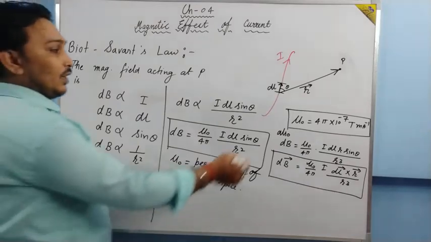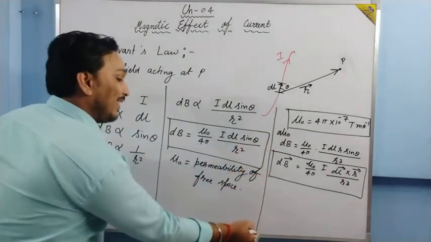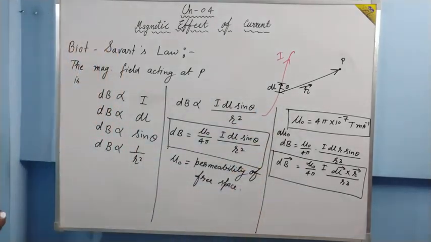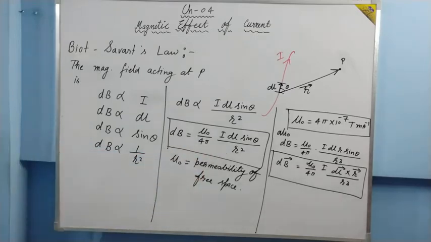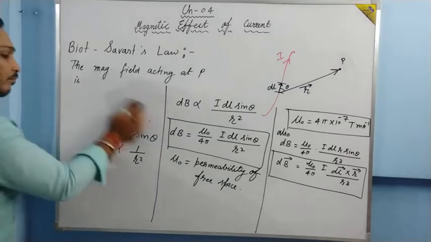And from this vector form, we can determine the direction of the magnetic field. But for that, you need to understand how to apply the cross product rule. For the cross product rule, in class 11th you must have studied. Let me remove all this.